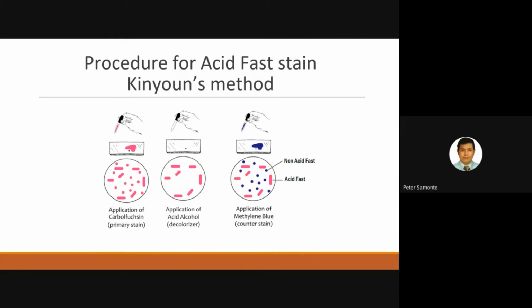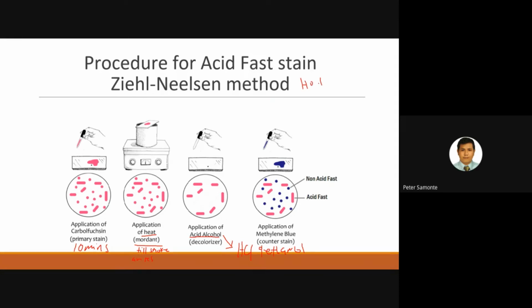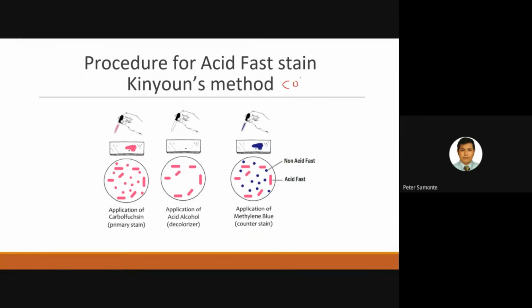Okay. Another method, class, would be your Kinyoun's method. Just to add, the Ziehl-Neelsen is your hot method because you would be using heat as your mordant. Another one would be your Kinyoun's method or your cold method. Now this time, class, you would not be using heat as a mordant. But the difference this time is you have a higher concentration of your carbolfuchsin. I'm not sure on the exact amount, but if I recall, it's around 20% more concentrated. So you would add carbolfuchsin as your primary stain, acid alcohol as your decolorizer, and methylene blue as your counter stain.